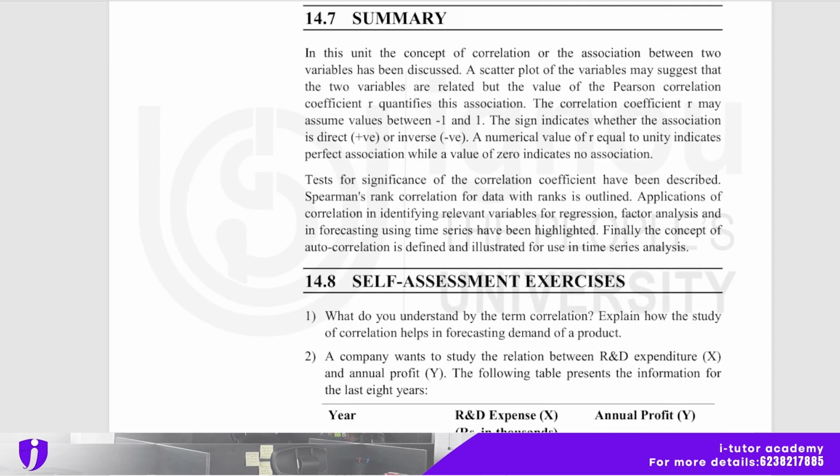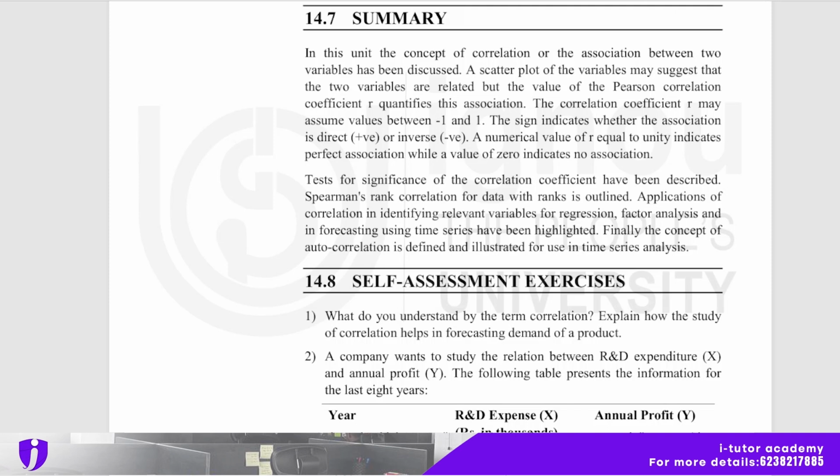Tests for significance of the correlation coefficient have been described. Spearman's rank correlation for data with rank is outlined. Application of correlation in identifying relevant variables for regression, factor analysis, and in forecasting using time series have been highlighted. Finally, the concept of autocorrelation is defined and illustrated for use in time series analysis.